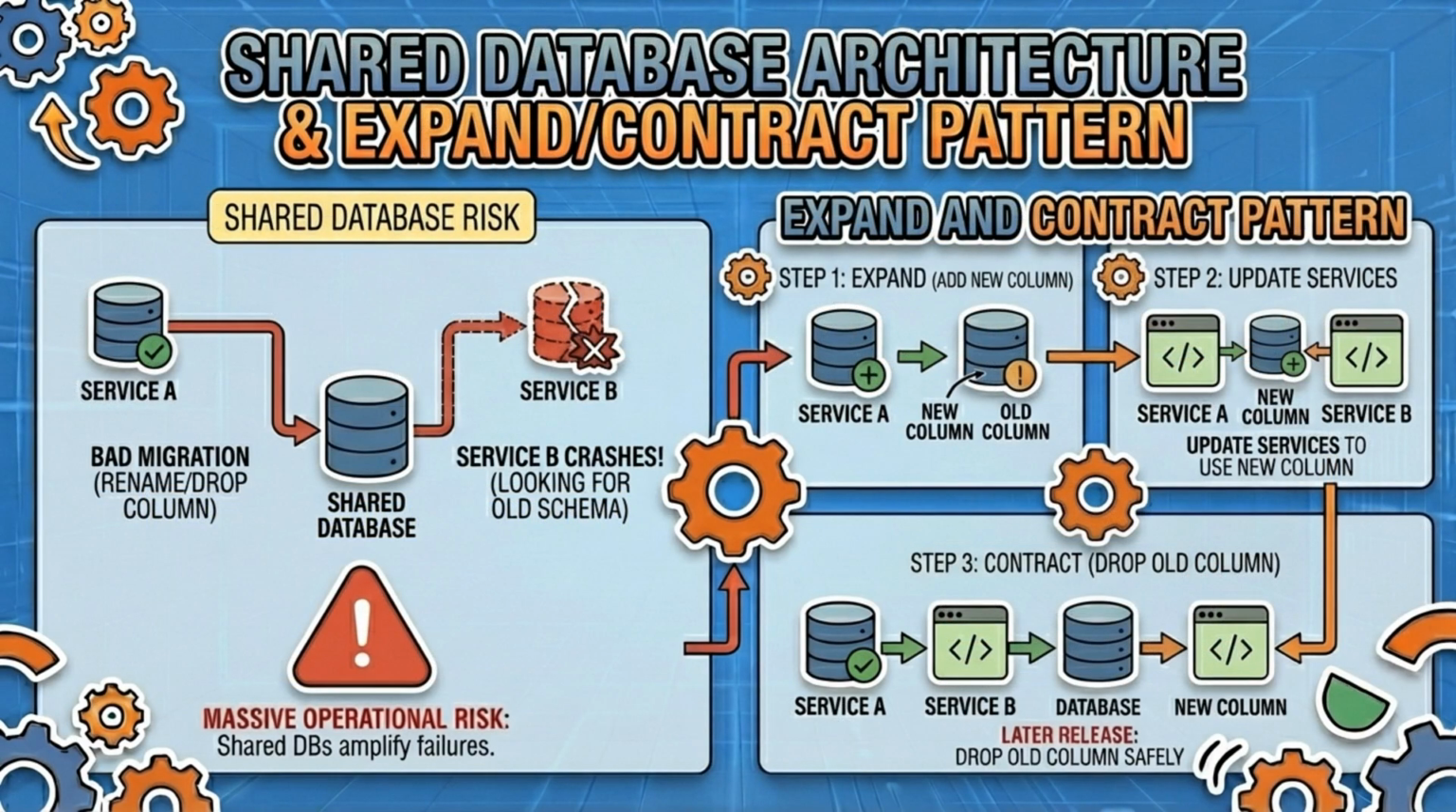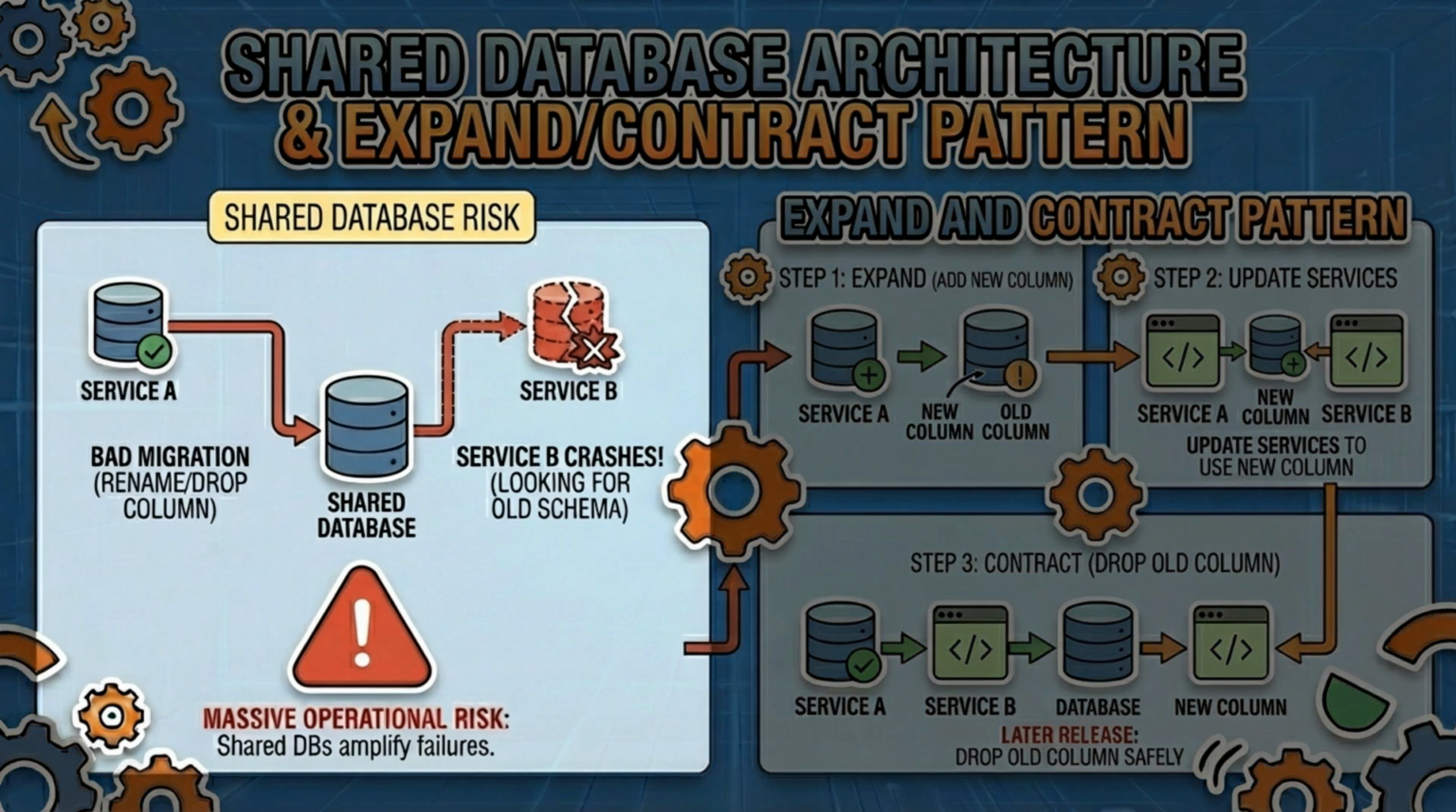This risk gets exponentially harder if you have a shared database architecture, where two different microservices connect to the exact same database. If Service A deploys a migration that renames or drops a column, Service B will crash immediately because its code is still looking for the old schema.